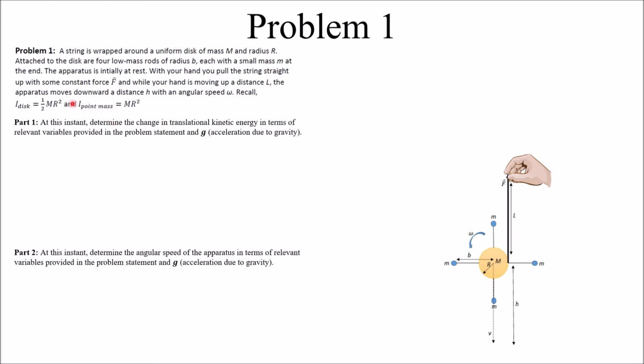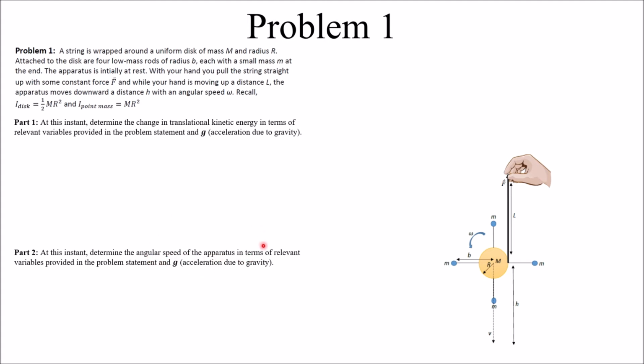And we are given some formulas here for the disk and the point mass. So if you remember back, we can kind of add those up. So the masses times the distance away squared, and we can add those up to get our 4 mr squared, and then we have the disk as well. So we have a certain amount of total resistance to angular motion here. But we got two parts to this problem. One is to determine the change in translational kinetic energy in terms of the relevant variables. And then the other one is to determine the angular speed of the apparatus.